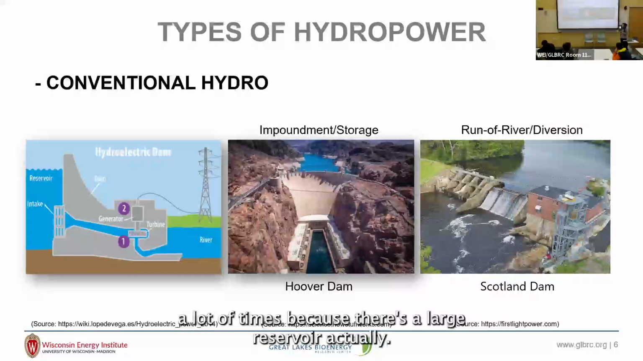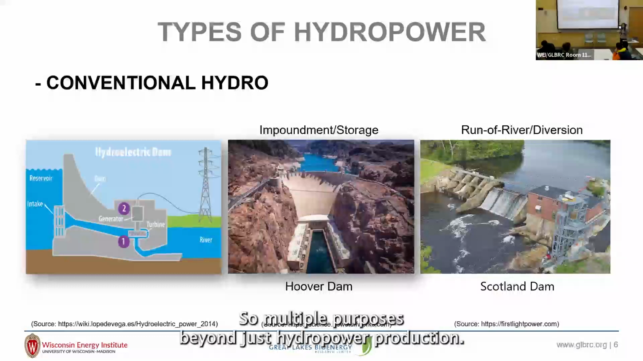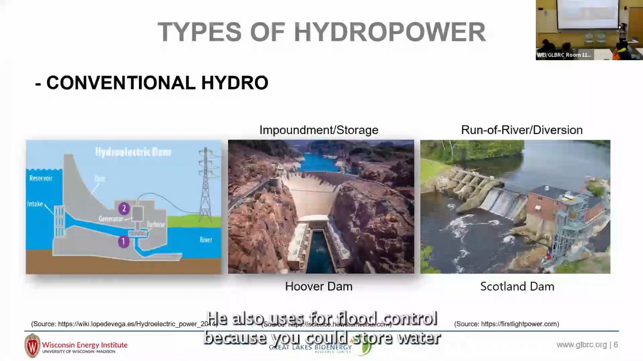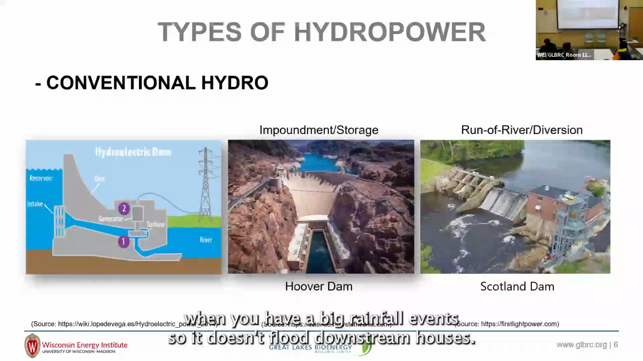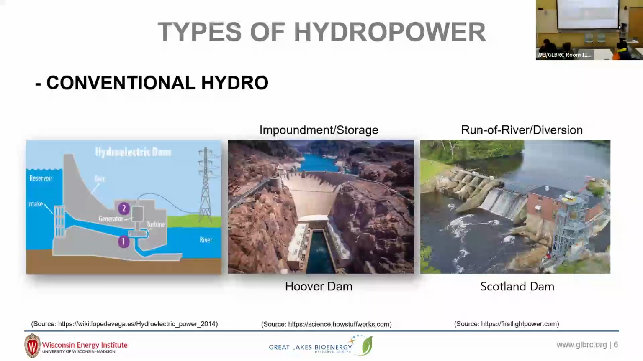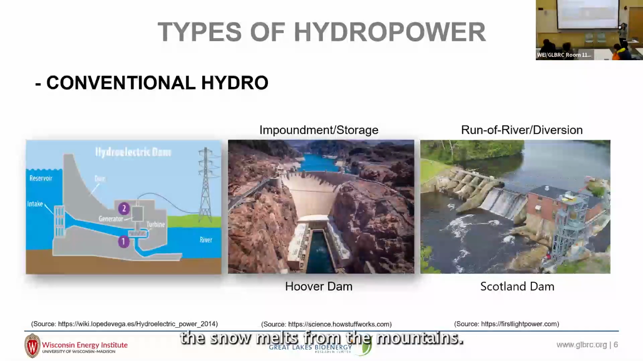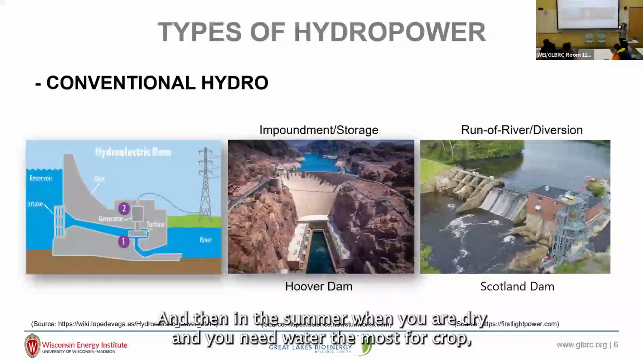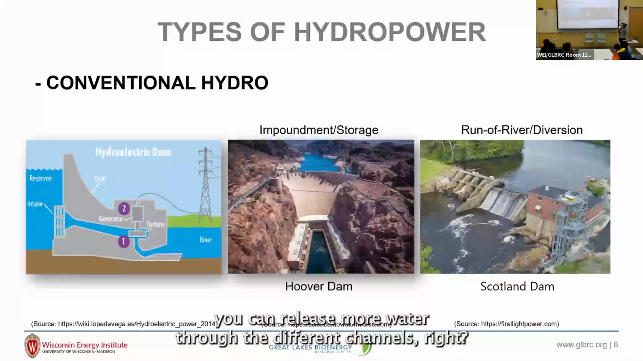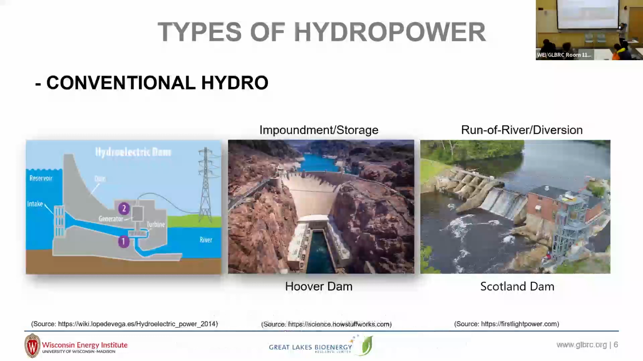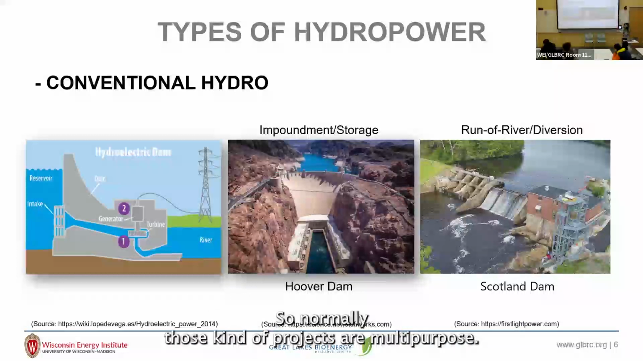A lot of times, because there's a large reservoir, it actually serves multiple purposes beyond just hydropower production. It is also used for flood control, because you can store water when you have a big rainfall event, so it doesn't flood downstream houses. And some of them are used for irrigation, right? In dry places like California, you can store a lot of water during the spring when the snow melts from the mountains. Then in the summer, when it's dry and you need water the most for crops, you can release more water through the different channels. So normally those kinds of projects are multi-purpose.